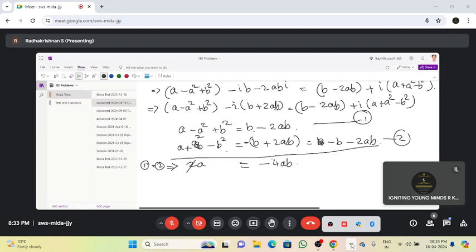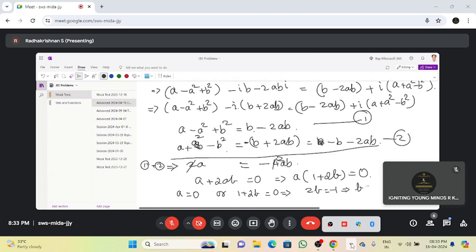The 2 we can simplify. So a equal to minus 2ab. A plus 2ab equal to 0. A into 1 plus 2b equal to 0. That means either a equal to 0 or 1 plus 2b equal to 0. That is 2b equal to minus 1 or b equal to minus half. So either a equal to 0 or b equal to minus half.